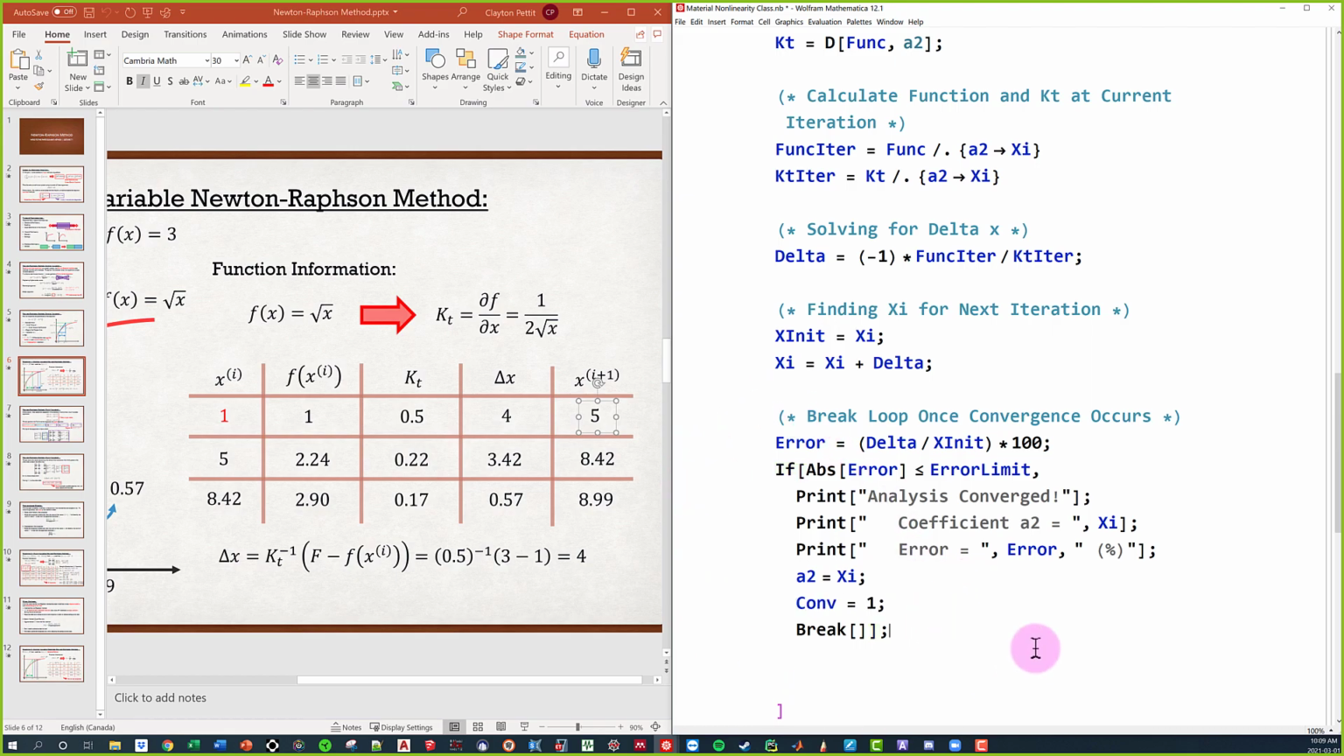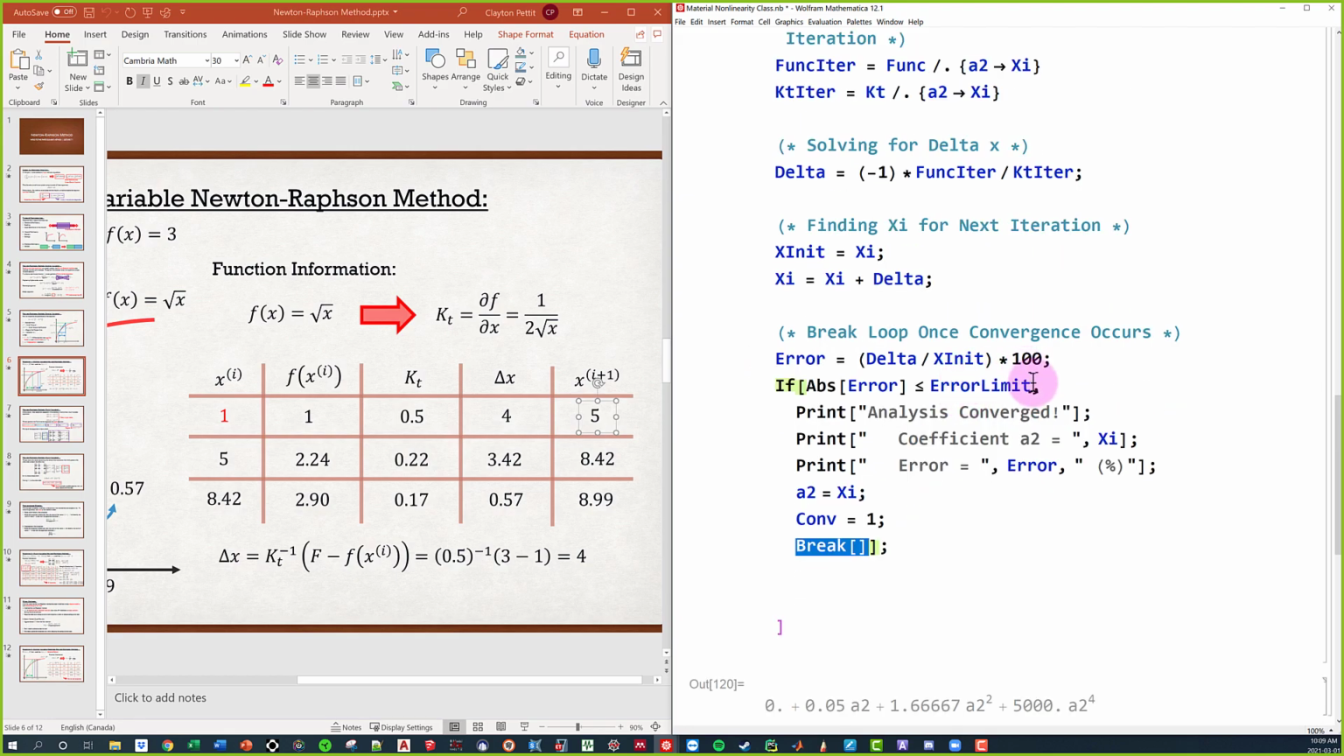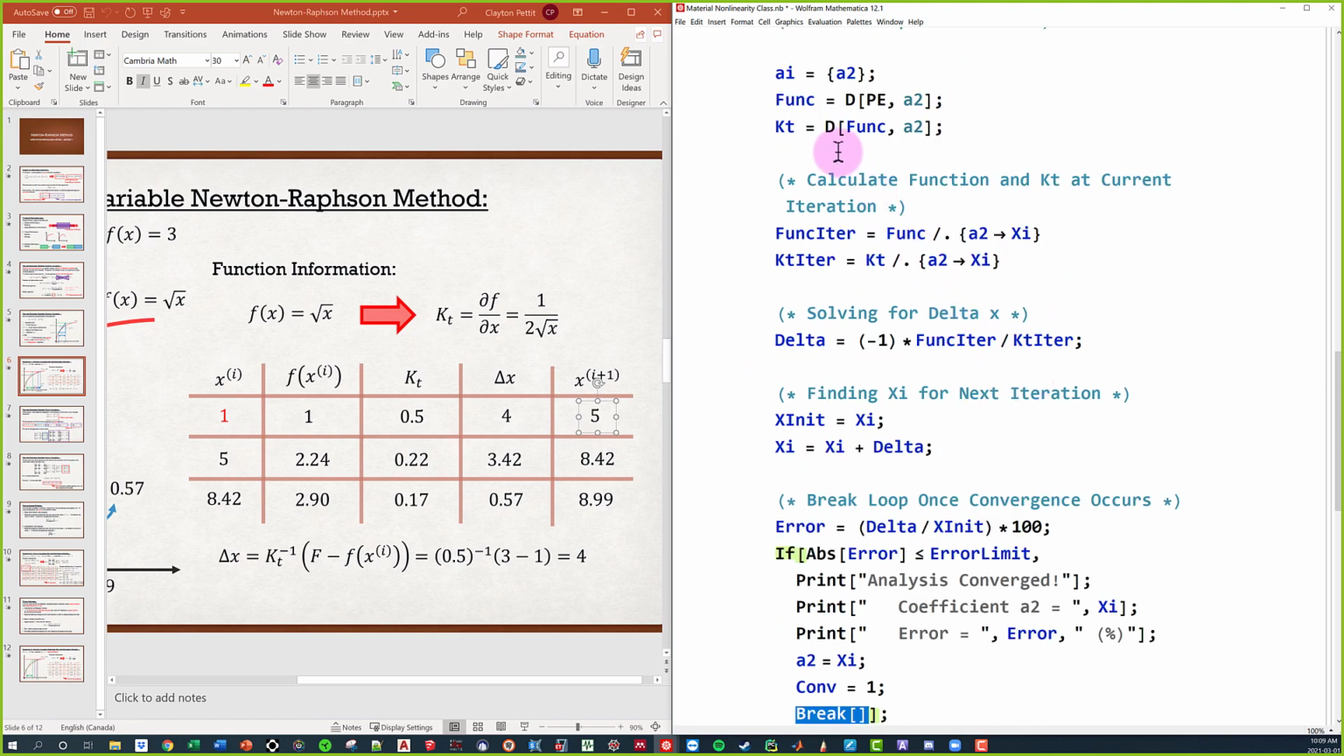Perfect. So this is our if statement, and this breaks our loop. So right now, Mathematica is thinking, what are you doing, Clayton? You put a break loop statement even though you don't have a loop. So this is going to be one of the things that we have to define a little bit later. Well, actually, let's define it right now.